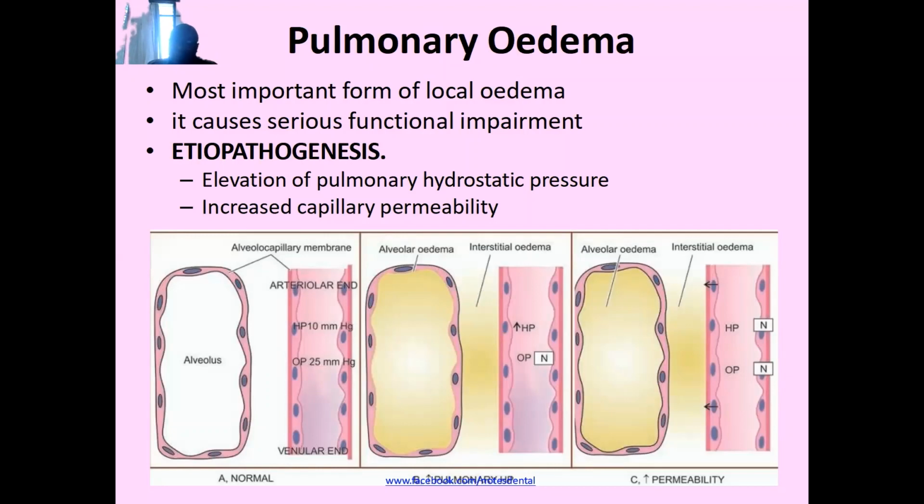Now, what will happen? In this case, there is increased capillary membrane permeability. The fluid starts escaping into the alveolar spaces. And in the way the oxygen gets exchanged, there will be water. This is going to result in a problem, and the patient will have difficulty in breathing.